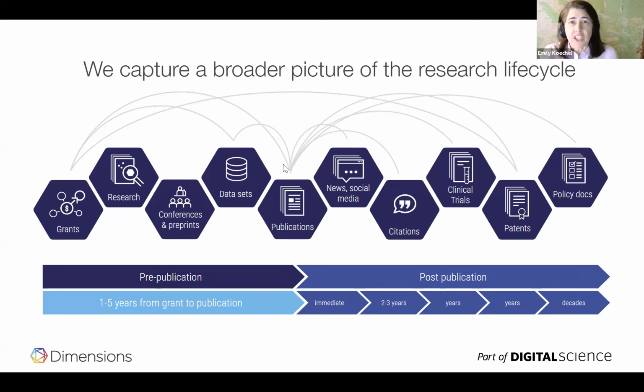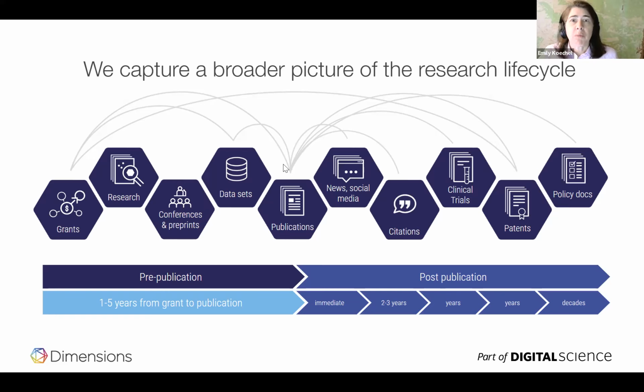In addition to coalescing all of this data into one space, we also enhance it by disambiguating researchers and research organizations so that you don't have to worry about all the potential different spellings that a researcher might have used on their author affiliation or how they represented their organization of affiliation, to make sure that you get a complete picture when you're looking at and executing your searches.